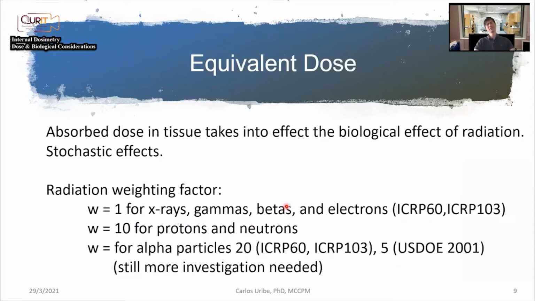Now we talked about dose. There's this other definition called equivalent dose. It's the absorbed dose in tissue that takes into account the biological effect of radiation, and by this I mean stochastic effects. In radiation you have deterministic effects, in which you put a dose and you immediately see an effect, like the ones I was talking about. But there are some other effects that are stochastic. It might happen to you or it might not.